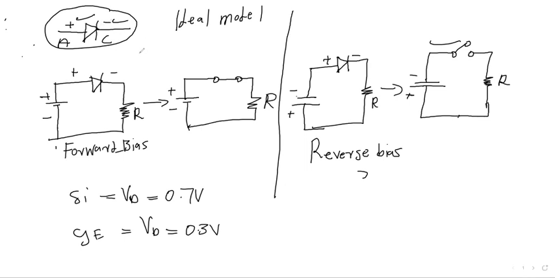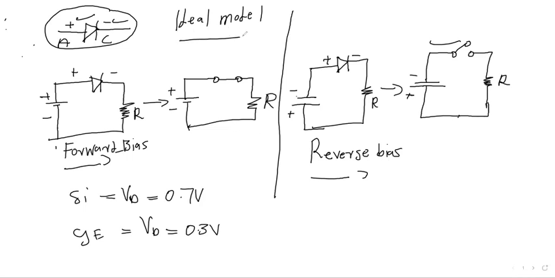A diode can be connected in two ways. Either the diode is connected in forward bias or reverse bias. We can connect a diode in forward bias and reverse bias.